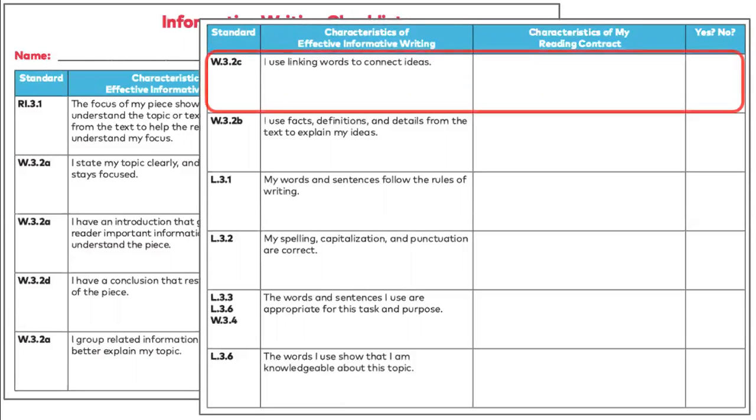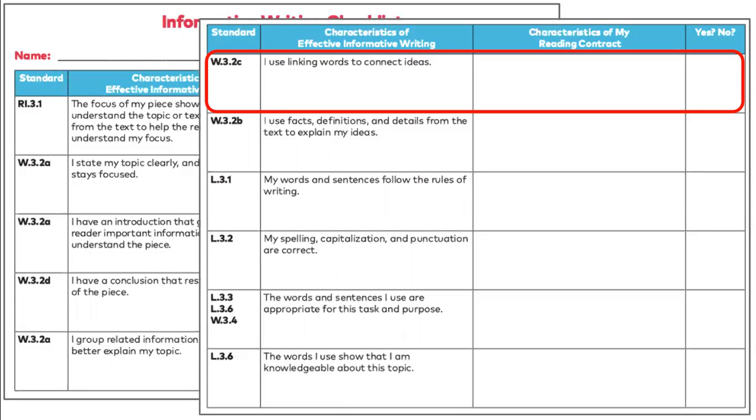Today we are going to focus on 2 sections. So we need to star the 2 sections today that we need to look at. The first one is on page 77 at the top. It says, I use linking words to connect ideas. Everybody put a star on that one. Top one on page 77.